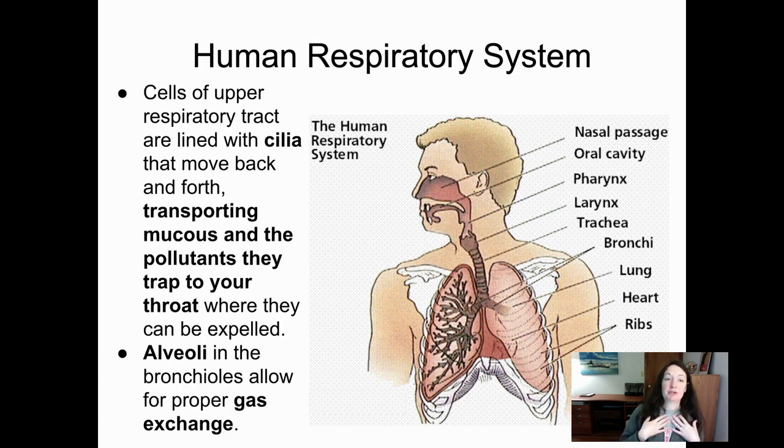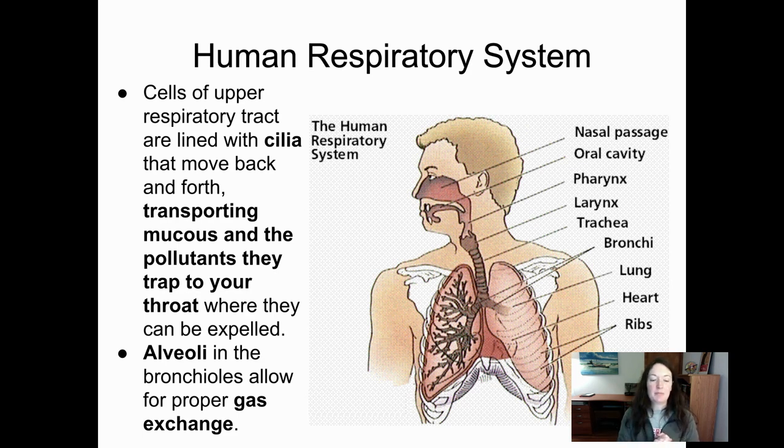The cells of our upper respiratory tract are also lined with cilia that move back and forth. If you remember from biology class, the cilia are attached and stationary. They have flagella-like structures on them, and they transport mucus and pollutants that are trapped in your throat. This is something that actually goes away if you're a smoker. Smoking will often kill the cilia, the flagella that they use to push dirt out, and that causes smokers to have a lot more dirt buildup inside as well. So smokers need to be able to cough to get things out because those cilia are not just naturally lifting them out.